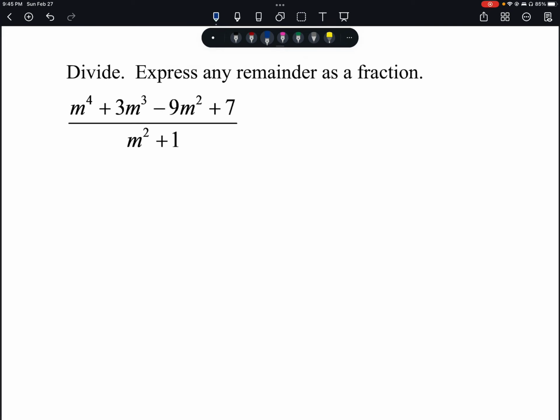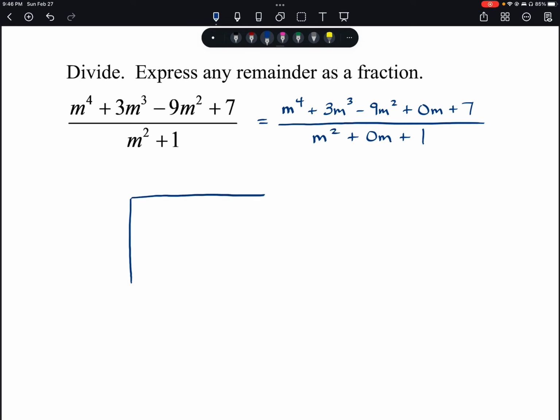And you'll notice now we have a 4th degree polynomial on the top and a 2nd degree polynomial on the bottom. So when we think about what this really is stating, if we look at all of our missing degrees, we have m to the 4th plus 3m to the 3rd minus 9m squared plus 0m plus 7. And then on the bottom, this is like saying m squared plus a 0m plus 1. So we need to think about those missing terms when we are building our generic rectangle.